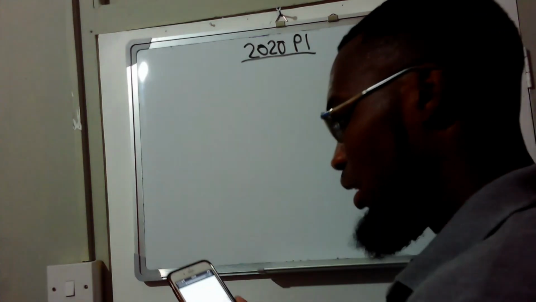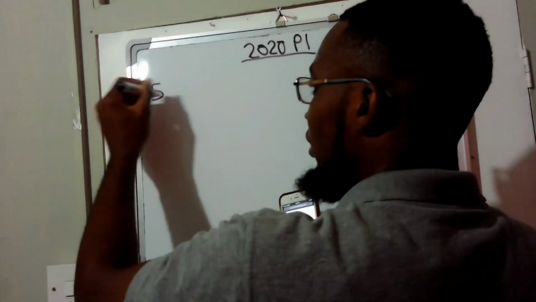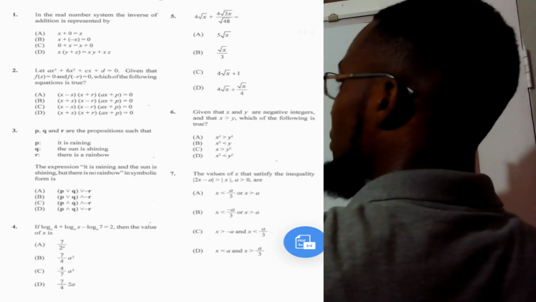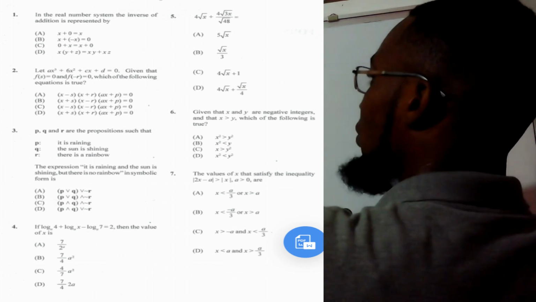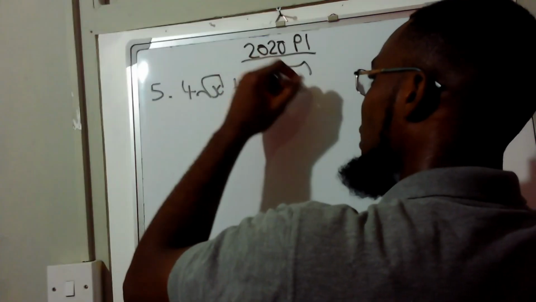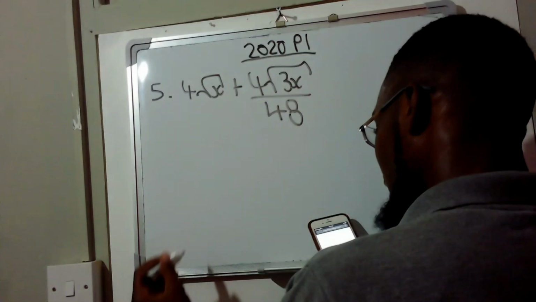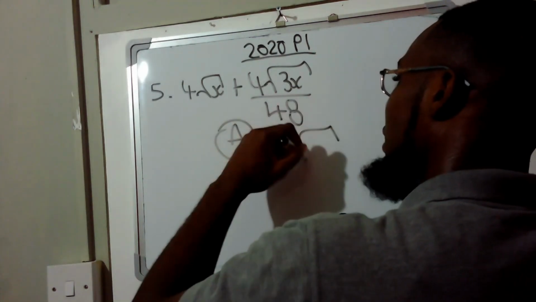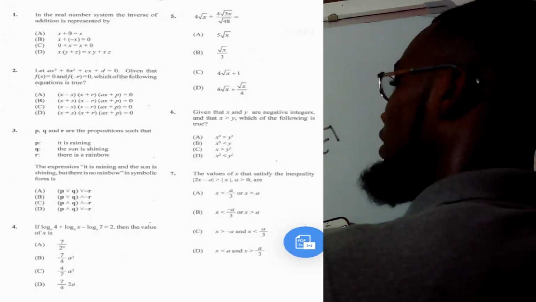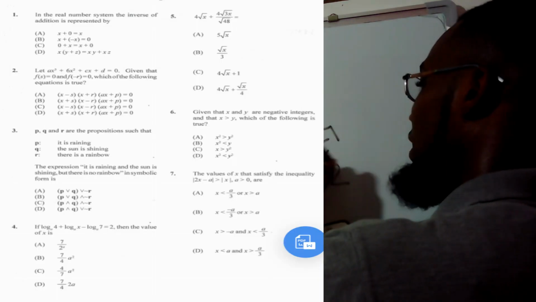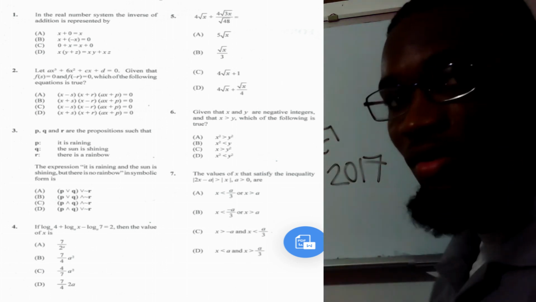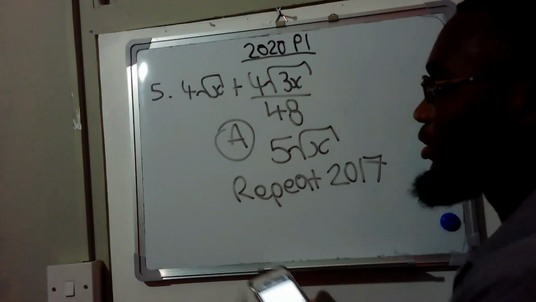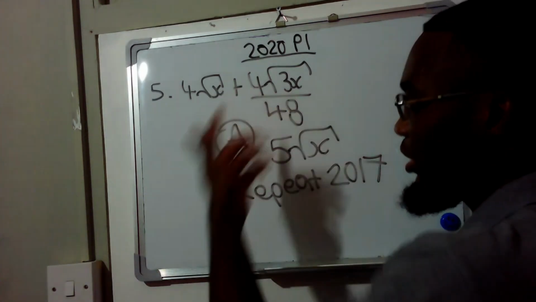Alright. Number 5, this is a big repeat one. 4 root x plus 4 root 3x over 48. I explicitly remember it was option A, 5 root x, because this is a repeat from 2017. You can check out my video from 2017 if you want to work that down, or you can just simplify it.